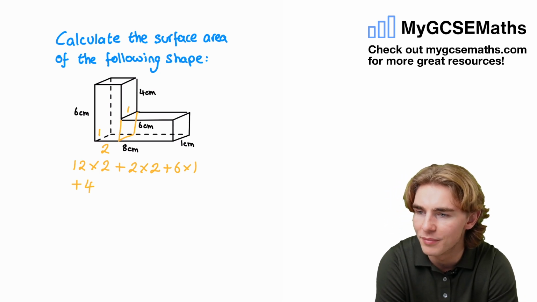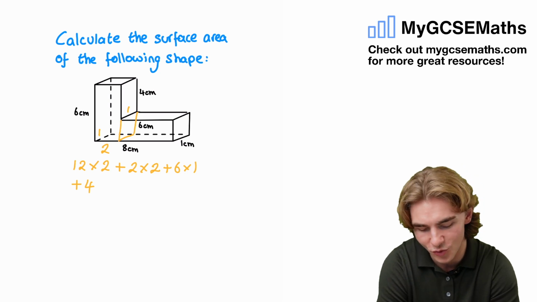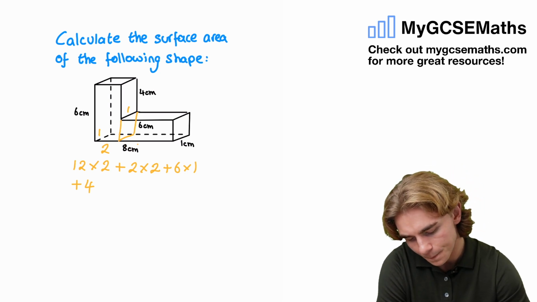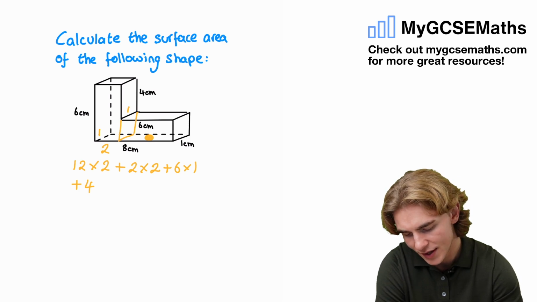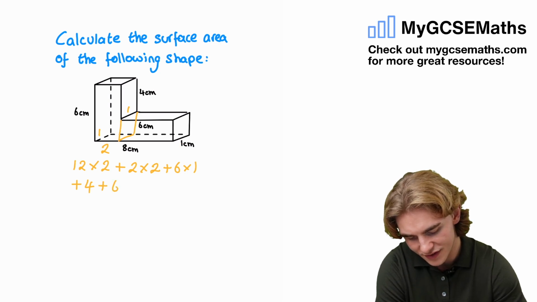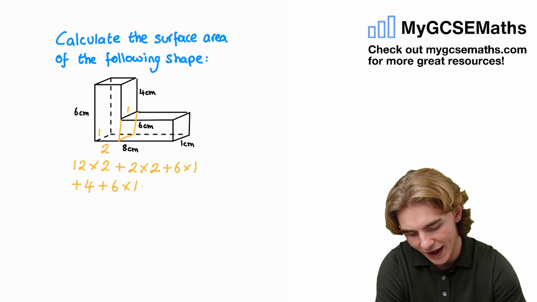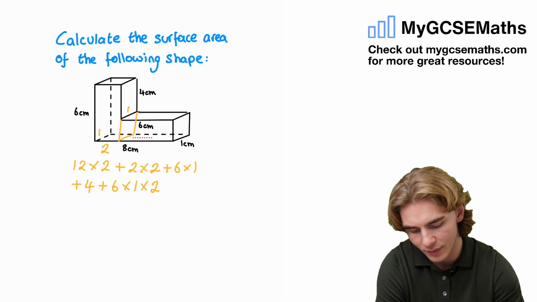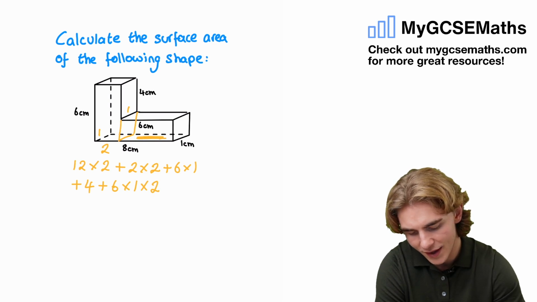Next up, where can we go from there? Well, we have a few more faces to work out. This face on the bottom, it's going to have a width of 6 because of this side length here, and a length of 1. So we can do plus 6 times 1. And then we have 2 of those. So we're going to do times by 2. We have the one on the bottom down here, and then also the one on the top up there.